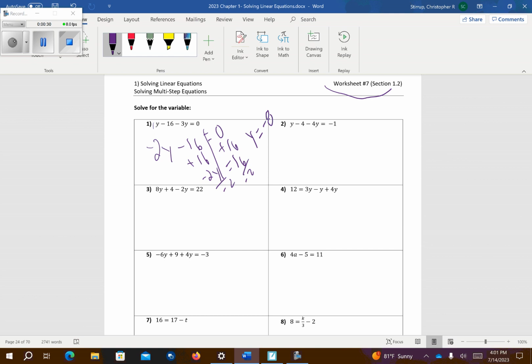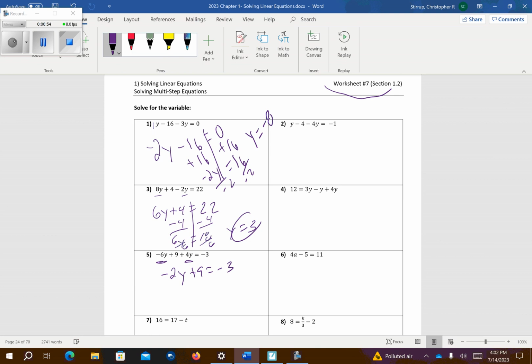Problem number 3, let's combine our like terms. The 8 and the negative 2y give me 6y plus 4 equals 22. Now we'll draw our line. Subtract 4 from both sides, so I get 6y is equal to 18. Divide by 6, divide by 6. So y equals 3.